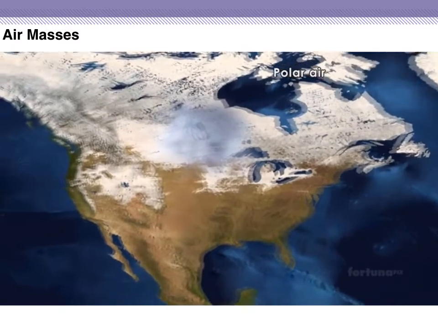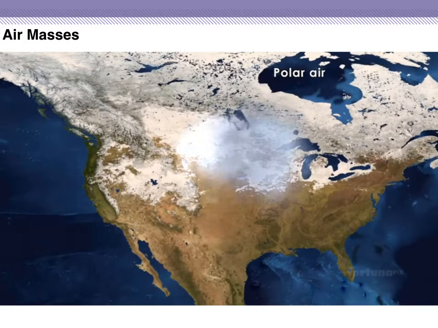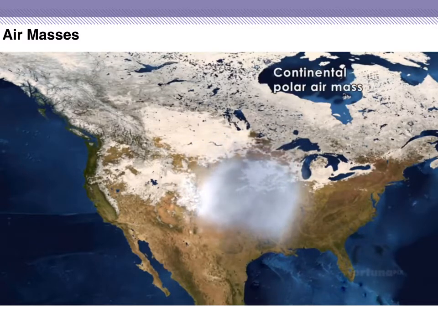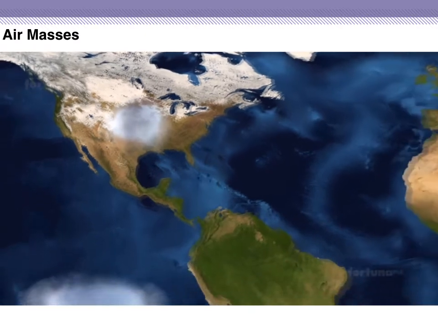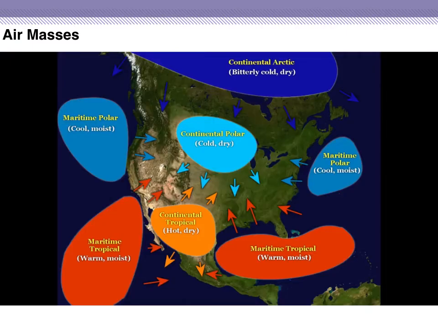When this polar air mass moves south from Canada into the southern United States, it will acquire warmth from the ground below and become drier due to a lack of moisture. This air mass has now become a continental polar air mass. When air masses stay long over a region, they control the weather of those regions. And over continents like this, we find air masses that are relatively dry.